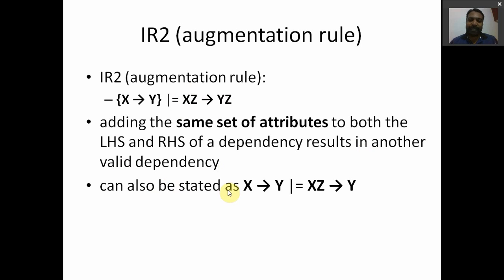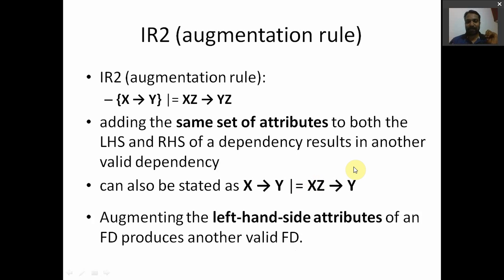It can also be stated like this: x to y. Then we can simply add to the left side only, xz to y. So this functional dependency will also hold. This is also the augmentation rule. Even if we are not adding anything to the RHS, we are simply adding a set of attributes to the LHS, then also this functional dependency will hold. So this is known as the augmentation rule.